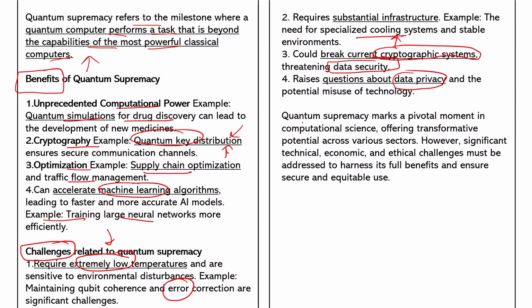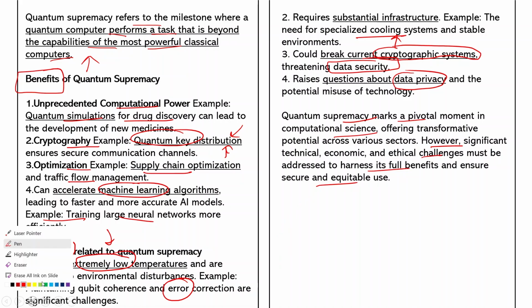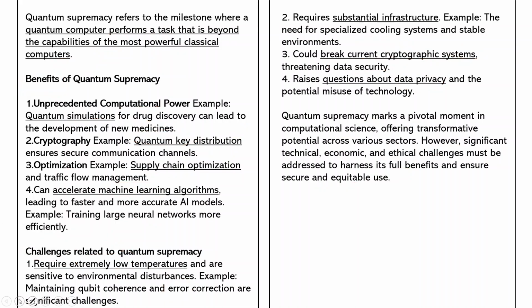So all these points you can write. There can be other points also, of course. You can find out more points and you can write them over here. Then you can conclude by saying that quantum supremacy marks a pivotal point in computational science. However, challenges must be addressed to harness the full benefits for equitable and secure use. So this is how you proceed for these kinds of answers. Okay.